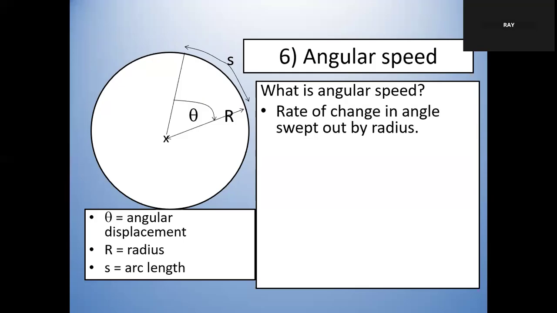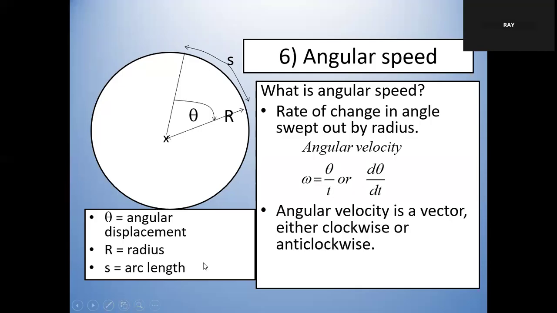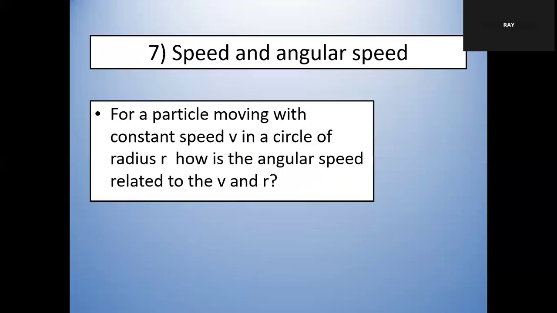It is the rate of change in angle swept out by the radius. In terms of formula, omega is theta over t. Angular velocity is a vector, either clockwise or anti-clockwise, meaning it has direction besides magnitude. The unit is radian per second.